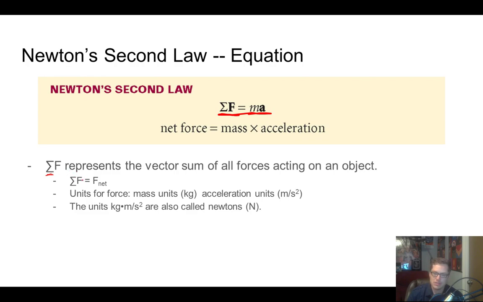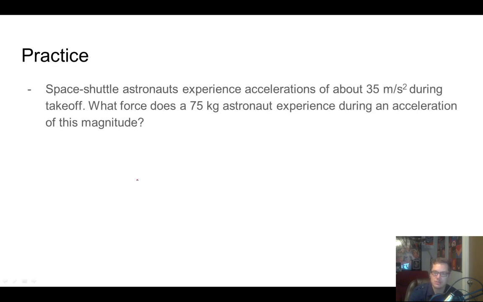And so this is the sum of all the forces that are acting on whatever specific object that you're talking about. And we also refer to it as F net, right? And we talked about net force last time. Okay, and these last 2 bullet points are just about forces. All right, so let's do a practice problem here.